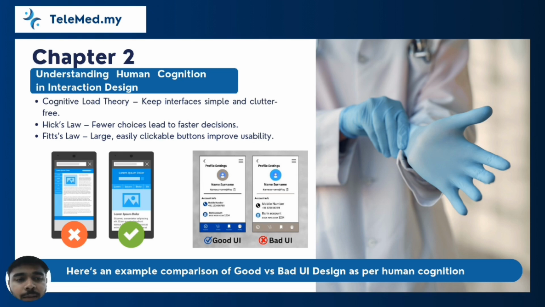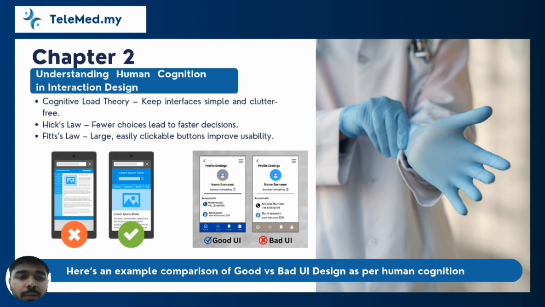Second, according to Hick's law, fewer choices lead to faster decisions because the user won't have to look at a whole bunch of options on the screen, but only a very few of them, which leads to them deciding very quickly. And this gives a very good user experience in using our system.